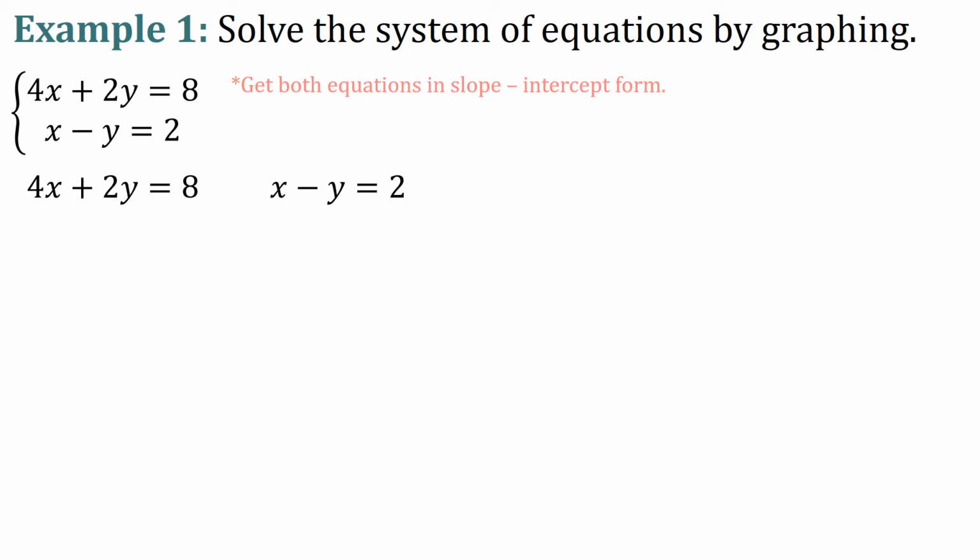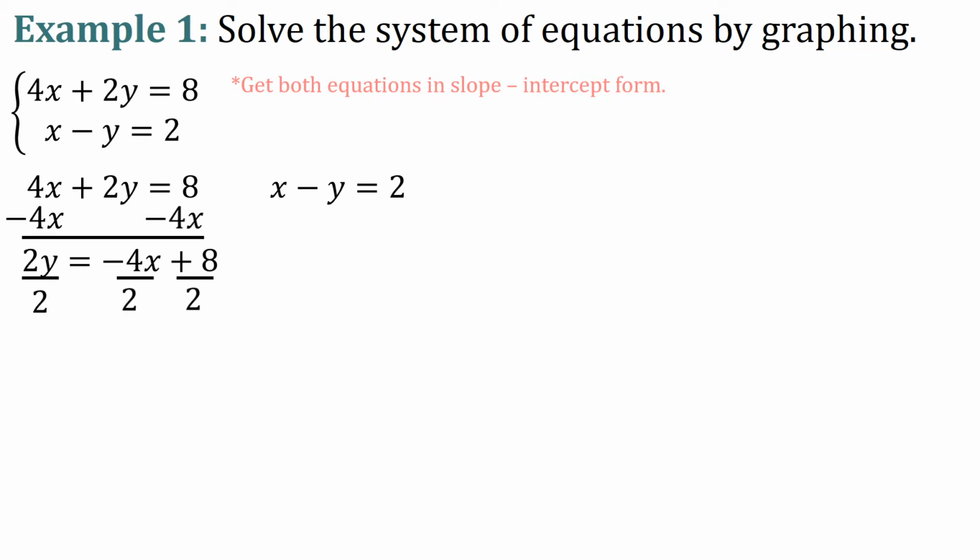4x plus 2y equals 8. Let's subtract 4x from both sides because we need to isolate our y. 2y equals negative 4x plus 8. My y is still not isolated, so I'm going to divide everything by 2. y equals negative 2x plus 4.